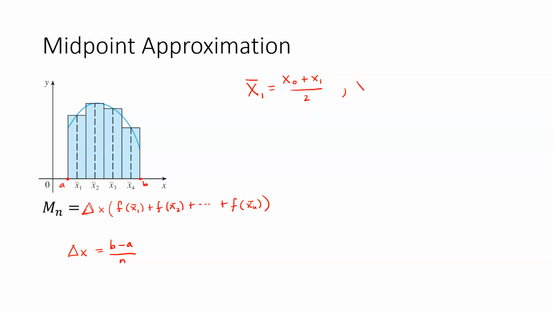Or x2 bar would be the midpoint between x1 and x2. So you find the midpoint by adding the endpoints, dividing by 2, and so on, right? So if I were to do just a random xi bar, this would be the midpoint between xi minus 1 and xi. Okay. And so there, the midpoint formula appears to be a much better approximation than doing a left or a right Riemann sum.